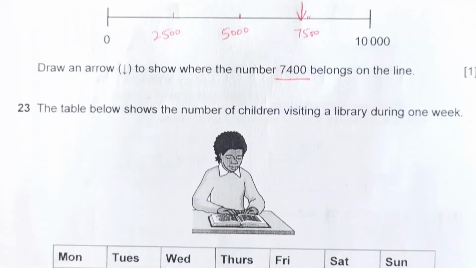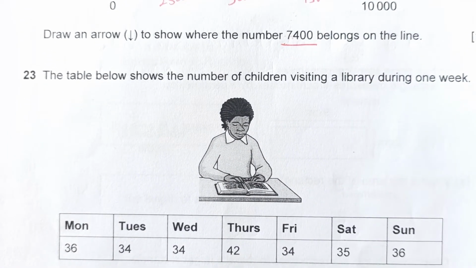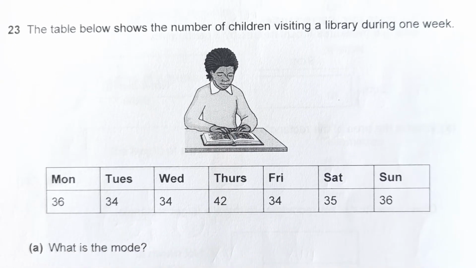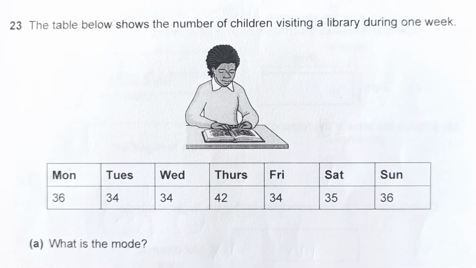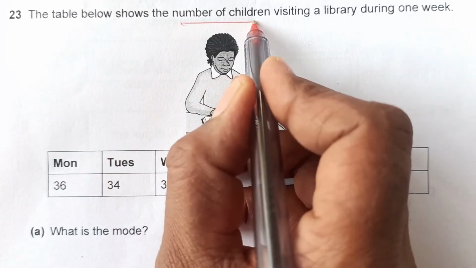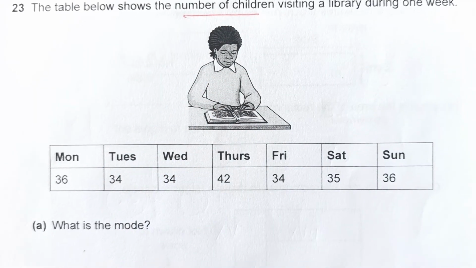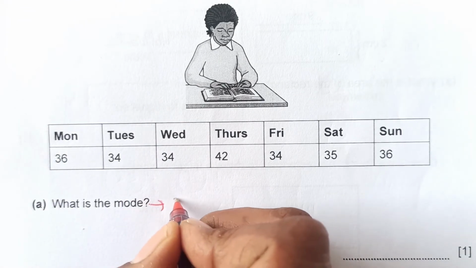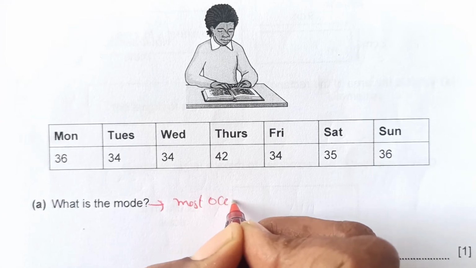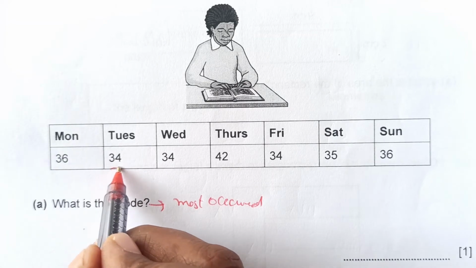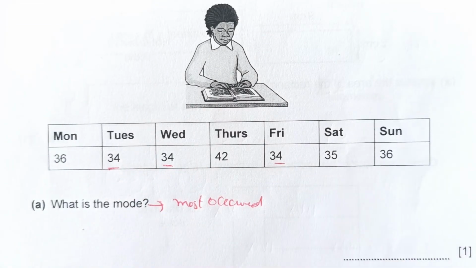right? Now number 23. The table shows the number of children visiting a library during 1 week. So Monday to Sunday we are given the number of children who visited the library, right? What is the mode? Now what is mode? Mode is a number that occurs most. So you can see what number is coming most of the time. 34, 34, 34. It's coming 3 times. So 34 is the mode.